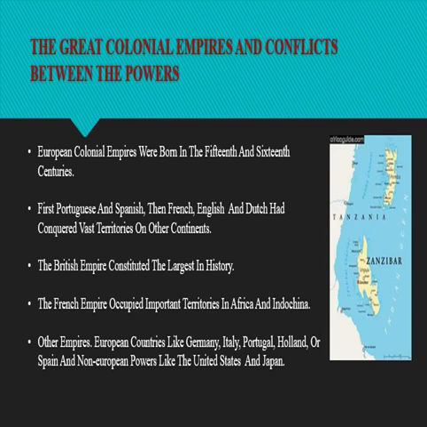European colonial empires were born in the 15th and 16th centuries. First Portuguese and Spanish, then French, English and Dutch had conquered vast territories on other continents. The British Empire constituted the largest in history. The French Empire occupied important territories in Africa and Indochina. Other empires included European countries like Germany, Italy, Portugal, Holland or Spain, and non-European powers like the United States and Japan.